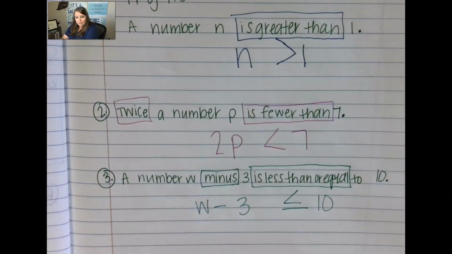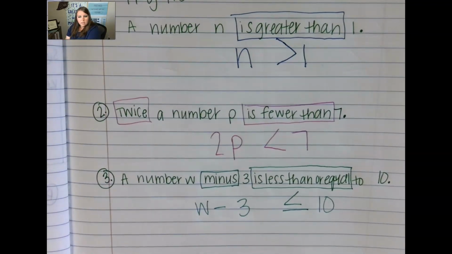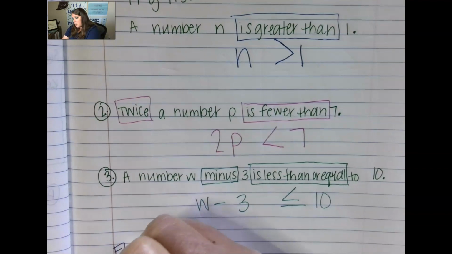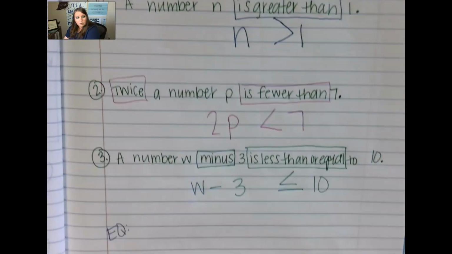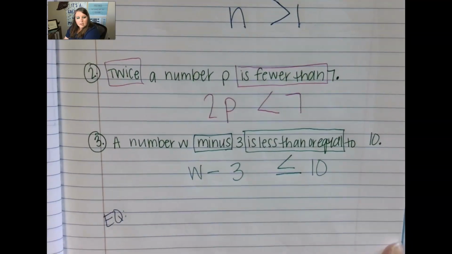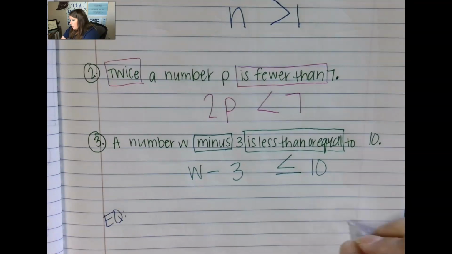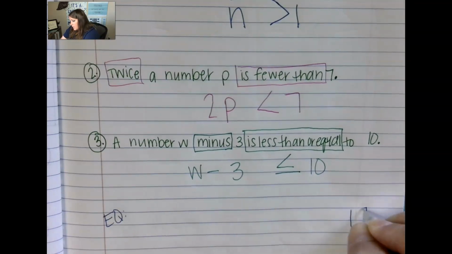Okay, check your work. How did you do? How did you do on writing inequalities? Go ahead and answer your essential question now. How do we write inequalities? What do we look for? How do we write them? What are some special clue words? And then write your level of understanding out to the side.